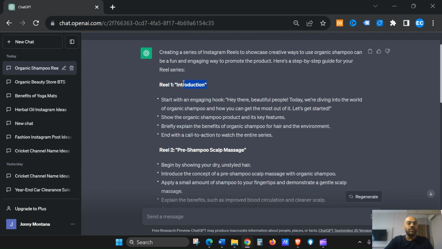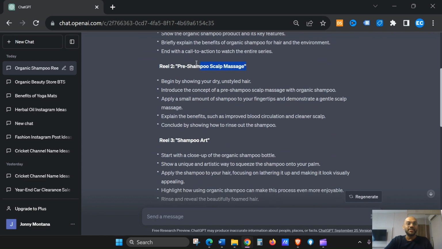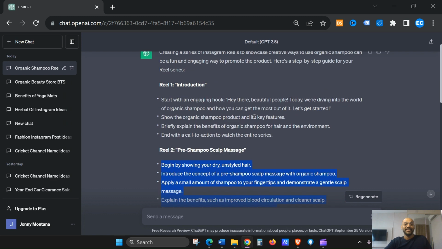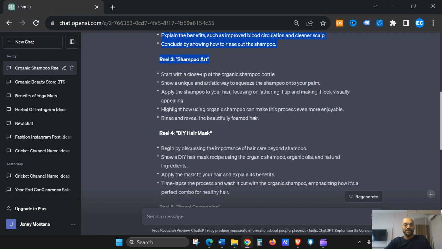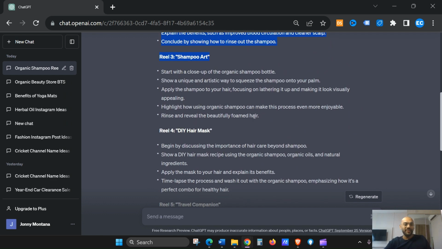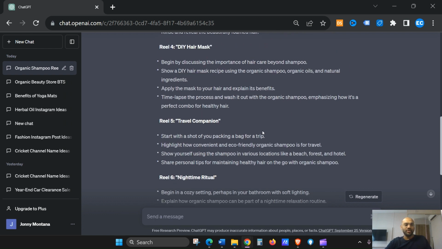So again, it's given you a reel one, which is an introduction. The reel two is the pre-shampoo scalp massage. So begin by showing your dry, unstyled hair. Introduce. This is so good, guys. If you are struggling with ideas, called creative block or writer's block or whatever, ChatGPT just opens up the creative doors to really awesome ideas.